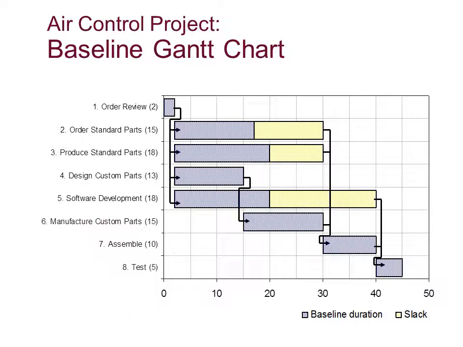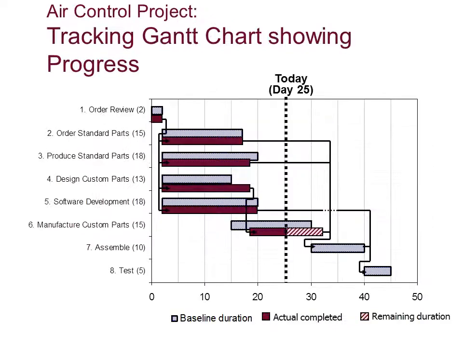So let's talk a little bit about Gantt charts and their use. So this is the air control project I talked about earlier in the session. I'm revisiting it this time. Now we're looking at using it as a baseline Gantt chart and then mapping progress in the project against the baseline. So this is the same chart, and what I've done is I've got two measures there. You can see that halfway through the project, day 25, we take a snapshot of how we're getting on with the project.